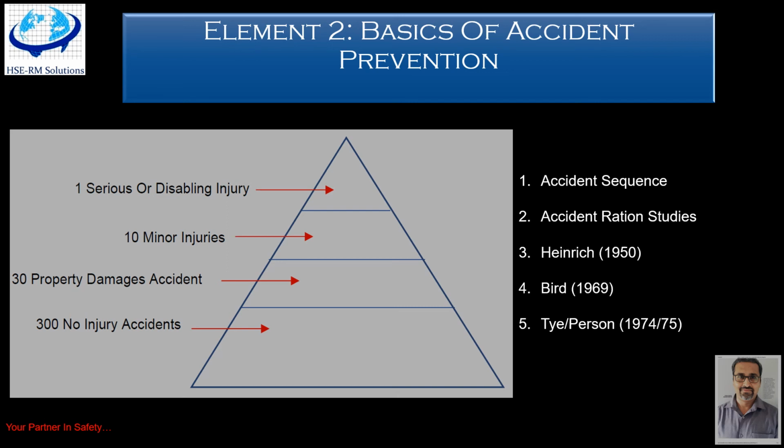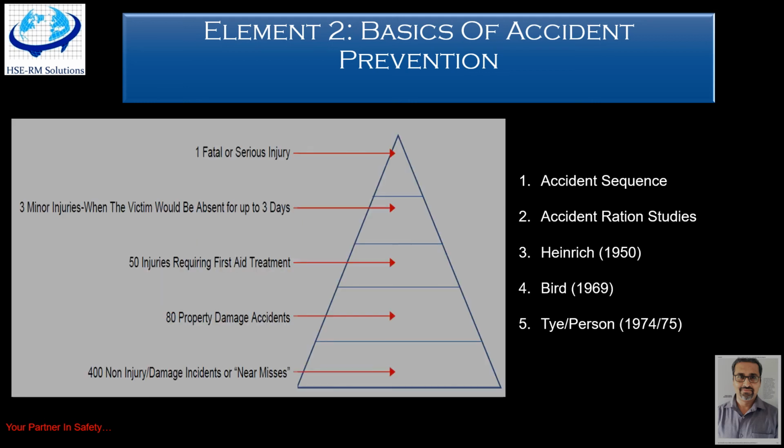Then came Tye and Pearson in 1974. They also derived some theory. The study covered almost 1 lakh accidents in British industry. Tye and Pearson drew the following ratio. They studied 1 lakh accidents, and what did they derive?